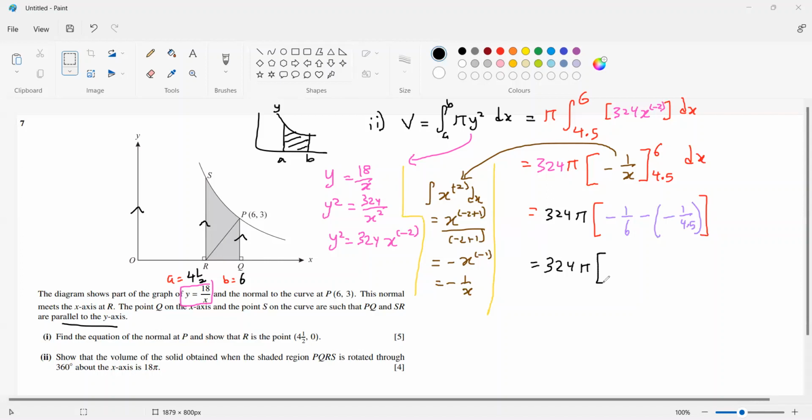This is 324 pi. And in the bracket, this part now, just evaluate in the calculator. So this becomes negative 1 over 6 plus 1 over 4.5. Just put it in the calculator, hit the fraction button. You will see easily that it should be 1 over 18. So 324 is actually a perfect square, but now just multiply in the calculator, 324 times 1 over 18, and then you realize that the answer is just 18 pi units cubed, as required. Ta-da! Okay, so that's how we find this answer.